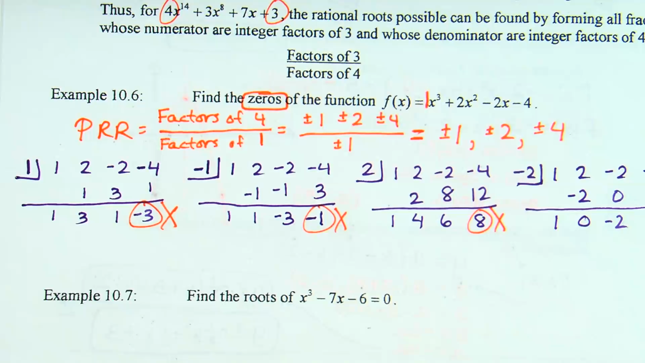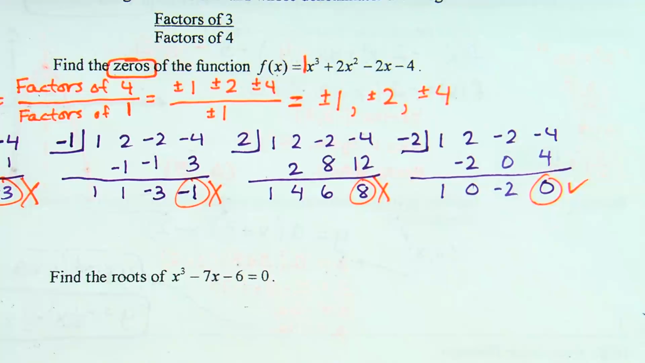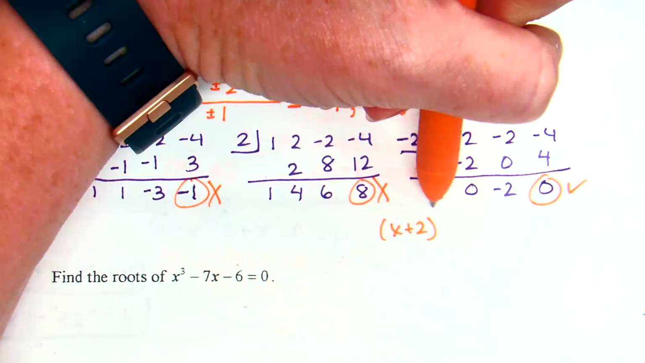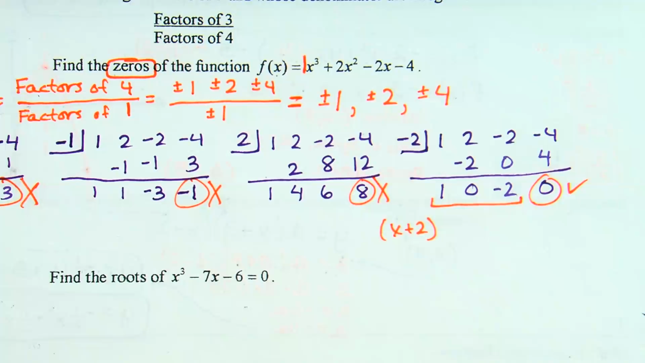with that in mind, they asked us to find the zeros. So one of my zeros is -2. Now, with that in mind, since that 0 is -2, that can also be written as a factor, as x plus 2. What is my other remaining factor right here? What does 1, 0, -2 represent? Okay. X squared minus 2.